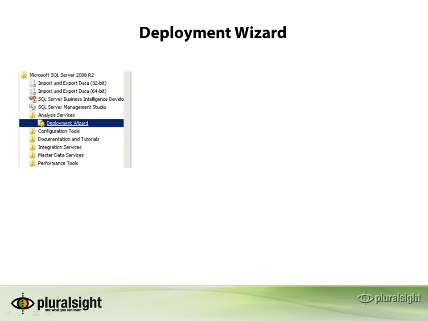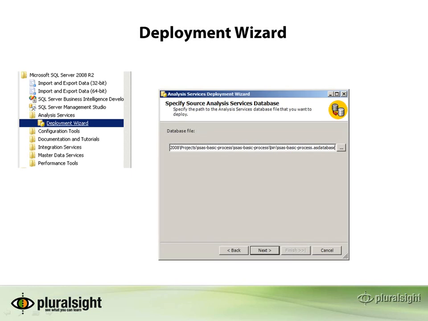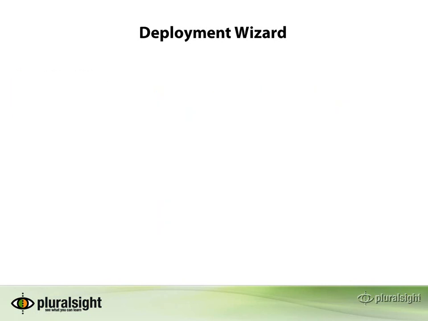In the Microsoft SQL Server 2008 R2 program group, we have an Analysis Services folder that contains a single item, the deployment wizard. When this wizard is launched, we're prompted for the location of the AS database file. That means we've had to do the database build from BIDS to get that file generated. Then we're led through a series of pages where we can provide information about our deployment.